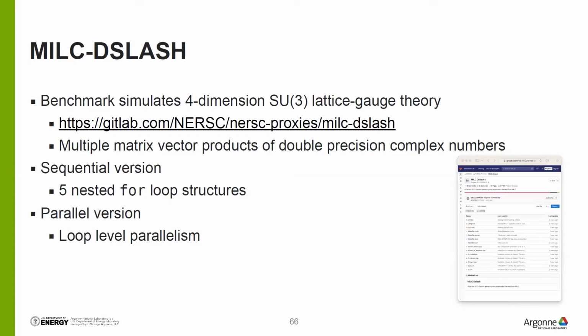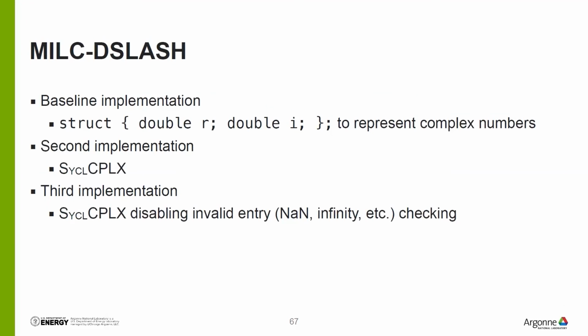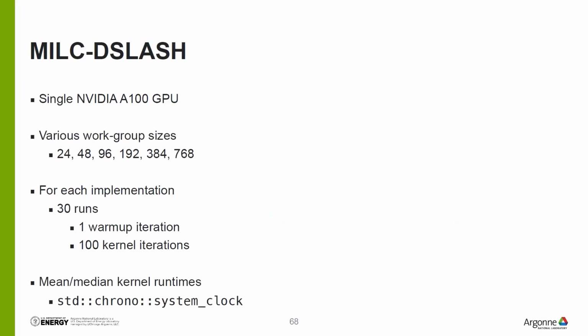which is a benchmark that simulates four-dimensional lattice gauge theory. The sequential version has 5 nested for loops, and the parallel version uses loop level parallelism. So the baseline implementation is just a struct with 2 members. There's a second implementation, SYCL complex, and the third one, SYCL complex, essentially with fast math turned on.